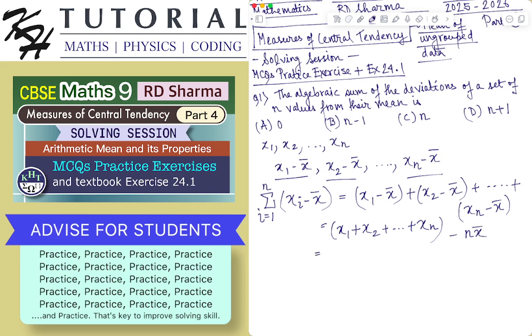Now what is this? This is the sum of the observations. We know the sum of the observations is always equal to the number of observations times their mean, so I have n x bar minus n x bar. You see, it is 0. So for any observation, the algebraic sum of the deviations of the observations from their mean is always equal to 0. So the correct choice is A.